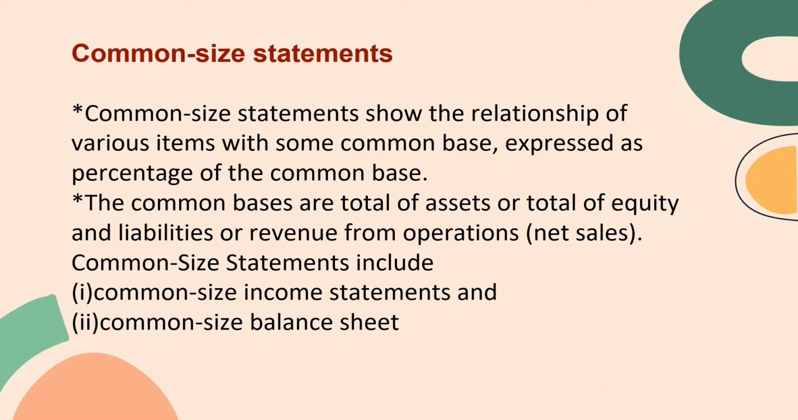It shows the relationship of various items with some common base. The common bases are: for income statement, revenue from operation is the common base. For balance sheet, we take total of assets or total of equity and liabilities as common base. So each item will be expressed as percentage of the common base. For example, in income statement, other income will be expressed as percentage of revenue from operations. Like that, each item will be expressed as the percentage of the common base.